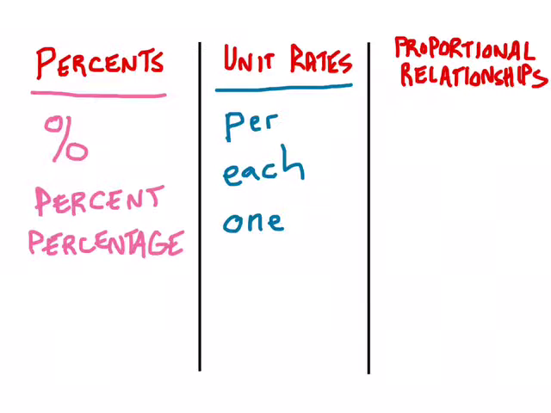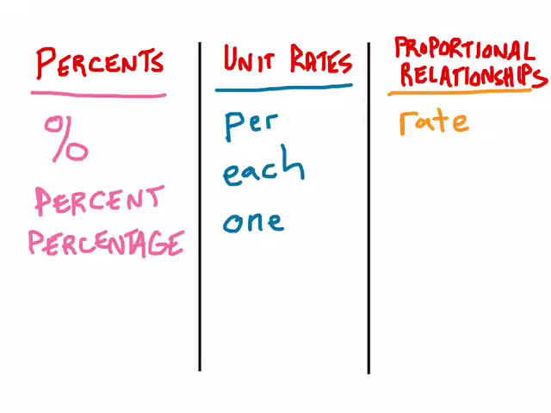Finally, we have proportional relationships, which we've talked about recently. By far, this is the one that has the fewest specific keywords. If you're going to see one phrase or one idea that would be the best clue, it's probably the word rate. And we'll take a look at an example of how that's used in a second.